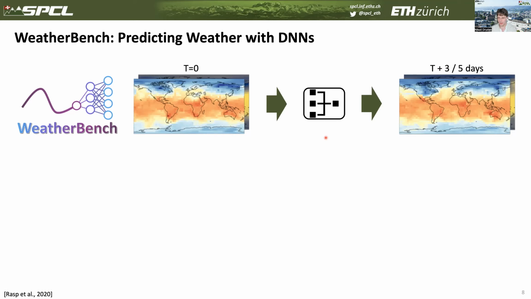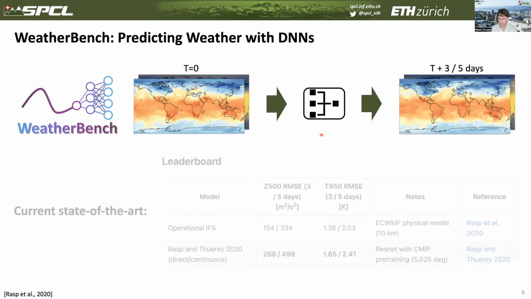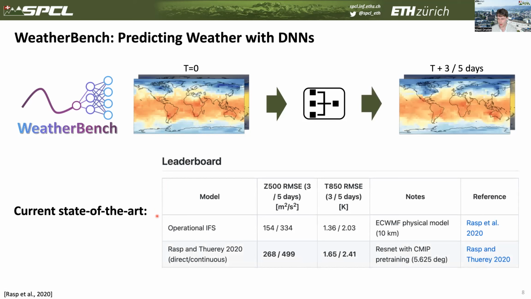Now, this is, of course, a challenging task. We're trying to predict weather, but I think we can learn a lot from this about what networks work well for weather. And if we look at the current state of the art, this is a ResNet trained by Rasp and Thuerey that actually performs quite well on this task, where they're predicting the geopotential at 500 hectopascals and temperature at 850 hectopascals, again, 3 and 5 days in advance.